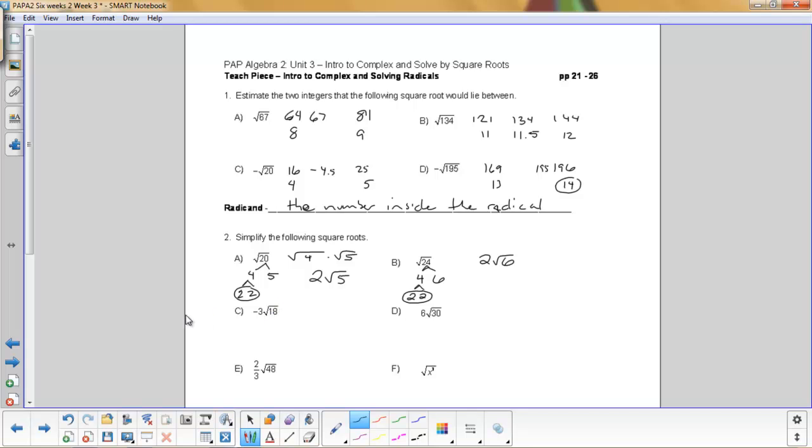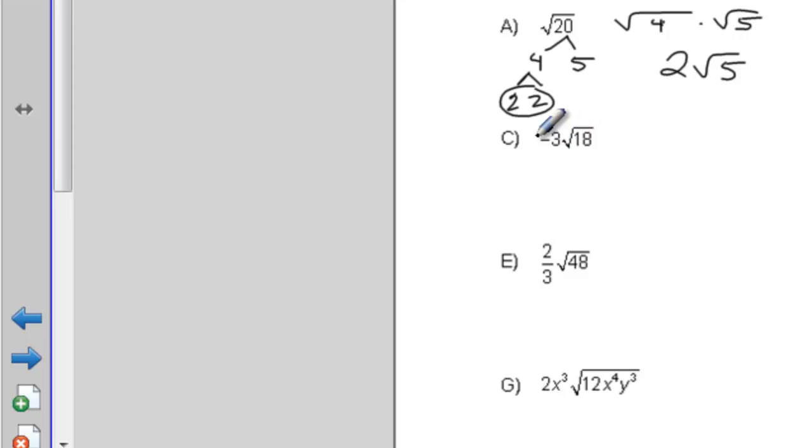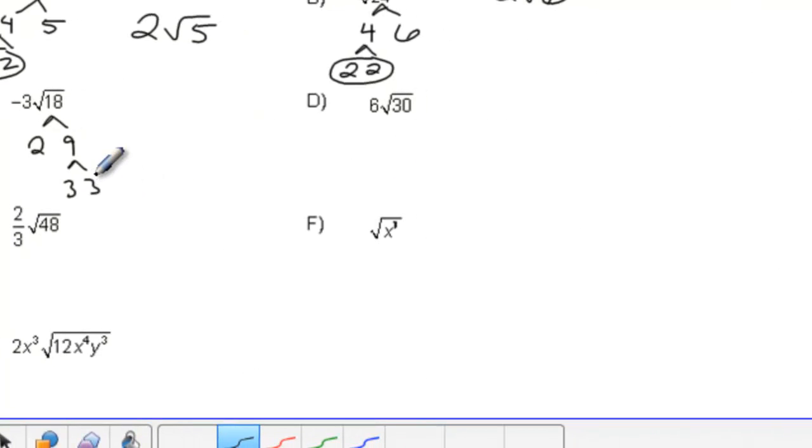Down here, now you're introducing a number outside of the radical. The negative 3 is there. Very simple. Any number that comes out of the radical, that number becomes multiplied by whatever's out there. 9 is your perfect square. That's 3 and 3. Circle it. It comes out. 3 times negative 3 is negative 9. So the answer to this question is negative 9 square roots of 2.